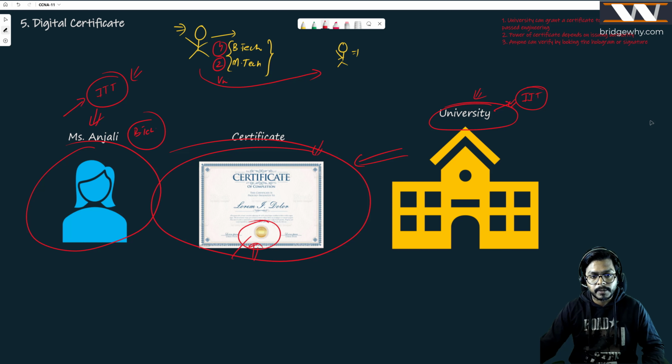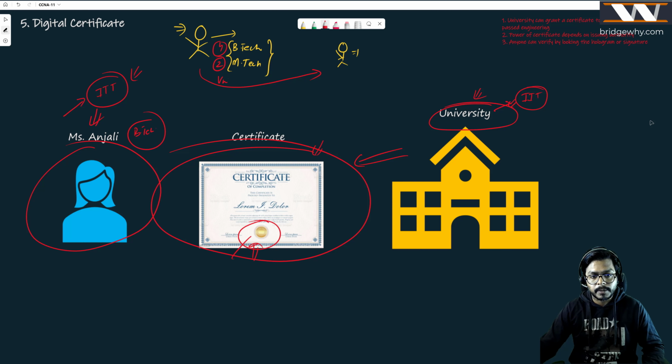But you all know that forgery can happen. We can see forged certificates also. But generally, this is how we build trust in normal cases. If somebody says that I have passed BTech from IIT, we can straight away say, if you have done it, show us the certificate. And if they show us the certificate, I can definitely say that yes, you have passed it.